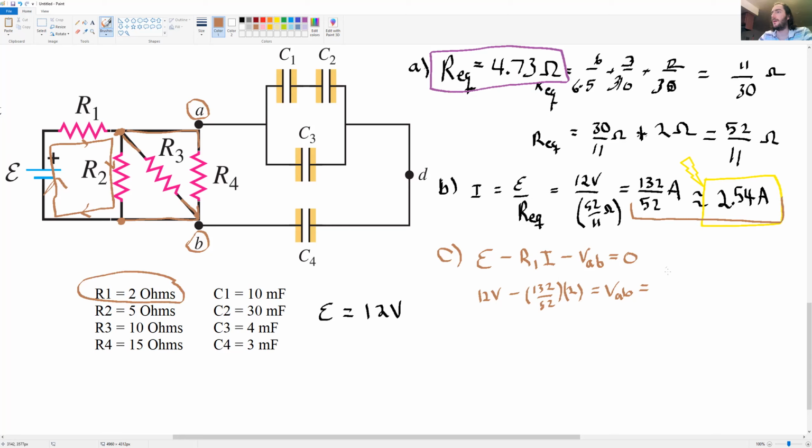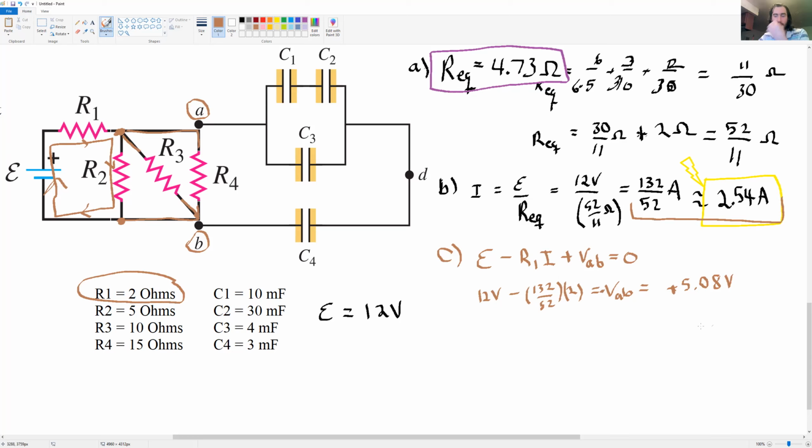Okay, so VAB, I'll just write down this decimal answer. So it's minus 5.08 roughly volts. What does that mean that I got a negative VAB? That just means that when I subtracted it off, I should have put a plus sign. So maybe we could change to a plus and then change this answer over here. We could make this one a minus, and then this one would be plus, and that's fine.